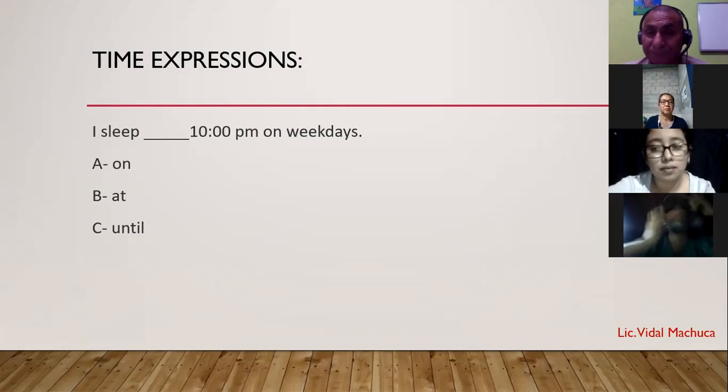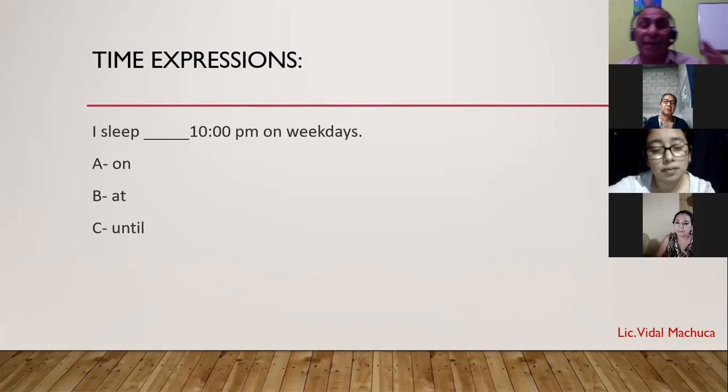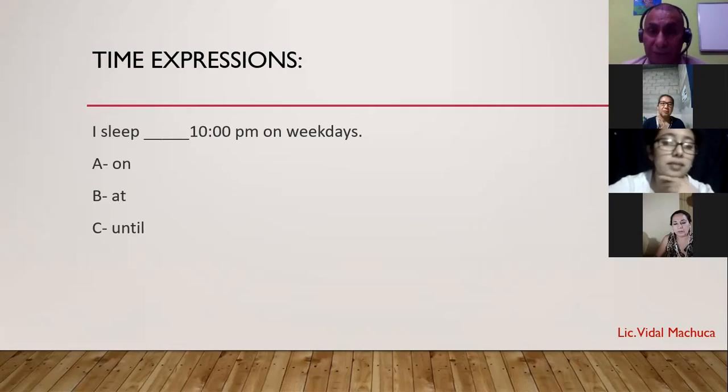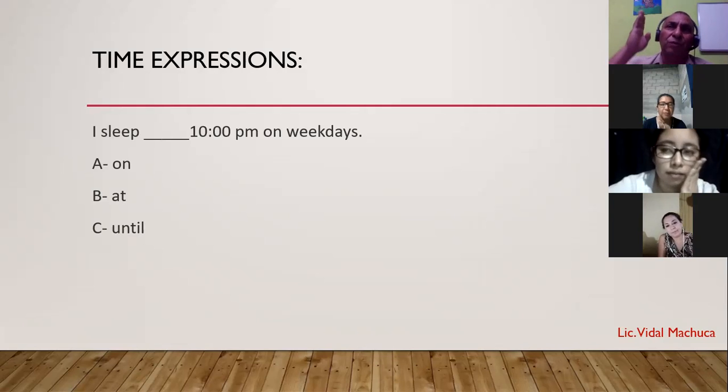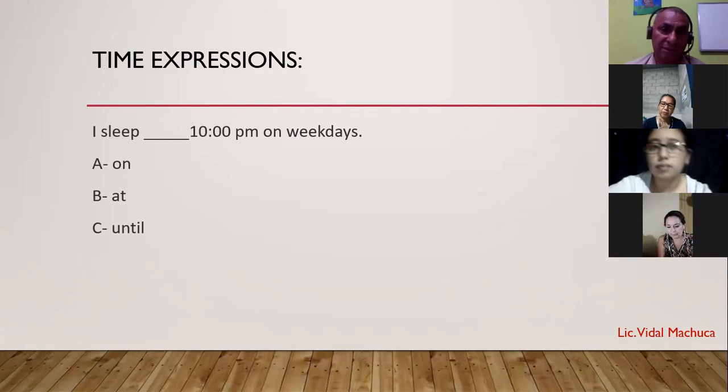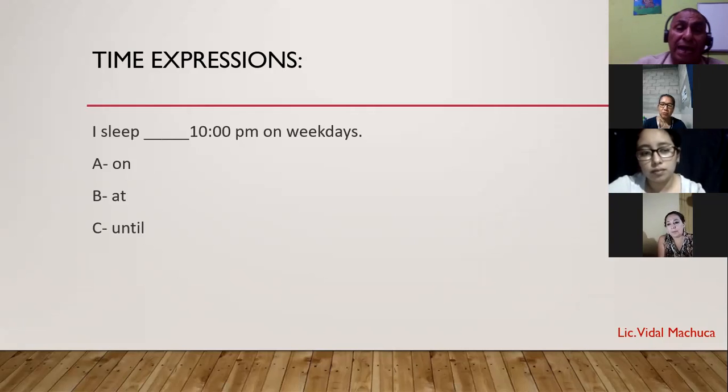Entonces, ¿cuál sería? At sería a las 10 de la noche. Es a las 10 de la noche, pero él no dice que duerme a las 10 de la noche, sino que duerme hasta las 10 de la noche. Until. Yes. Until. I sleep until 10 p.m. on Wednesday. Si yo dijera at, bueno, por ejemplo, I see you at 10 p.m. on Wednesday. Sí, ahí sí le estoy dando una hora específica. Te veo a las 10 de la noche miércoles. ¿Ya? On weekdays, en fin de semana. O Wednesday, o Thursday, o Sunday. Entonces, I sleep until 10 p.m.